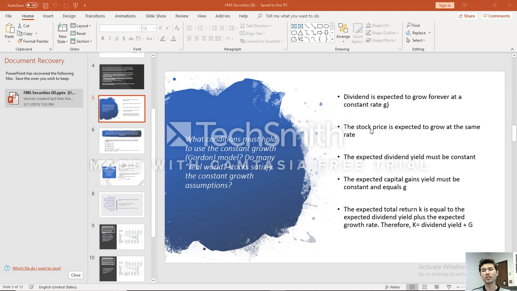You first have to have dividends that are expected to grow forever at a constant rate. You have to have a stock price that is expected to grow forever at a constant rate. Then the dividend yield must remain constant forever. Then the capital gains yield must be constant and equal g. Therefore, the total return of k, which is the dividend yield plus g, has to stay constant forever.